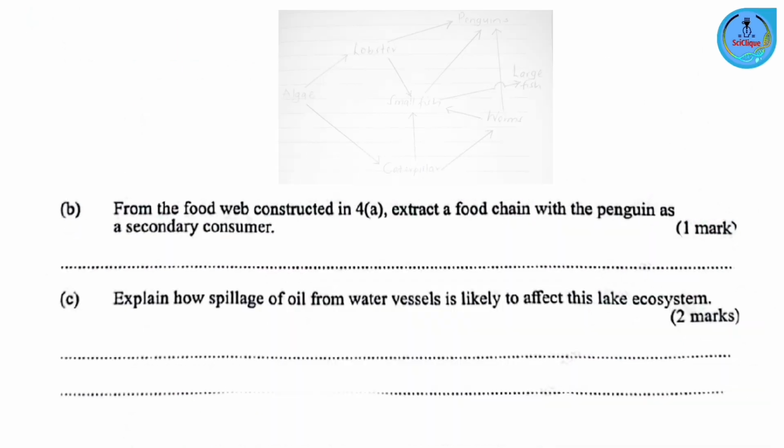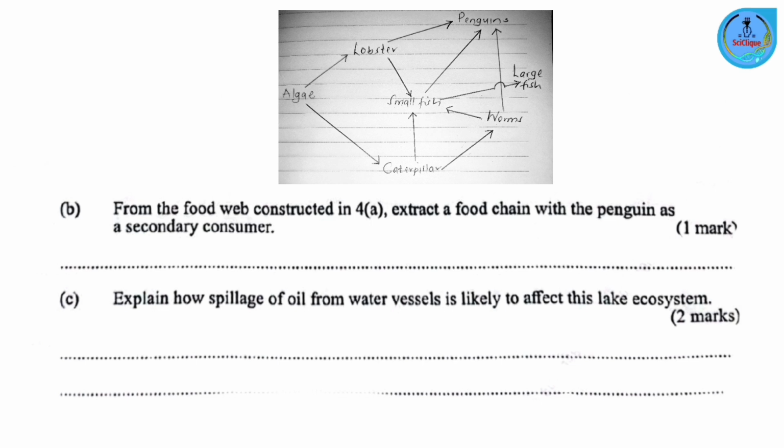Part B. From the food web constructed in 4A, extract a food chain with the penguin as a secondary consumer. Okay, so this is whereby we are going to have algae, lobsters, and penguins. So that is the producer, that is the primary consumer, and that is the secondary consumer.